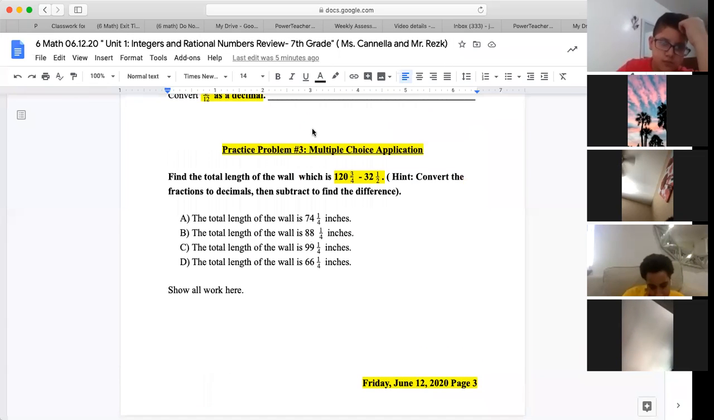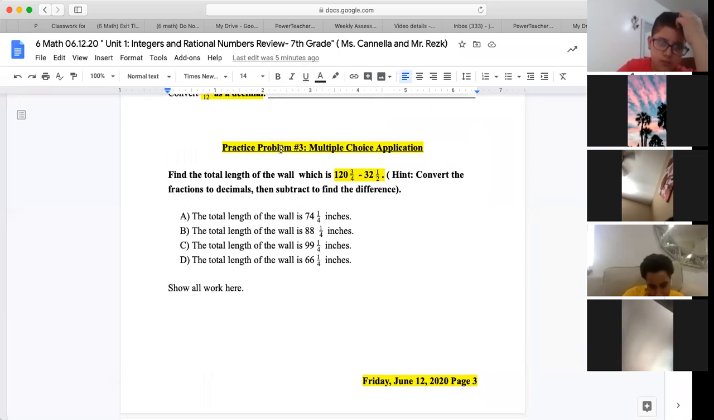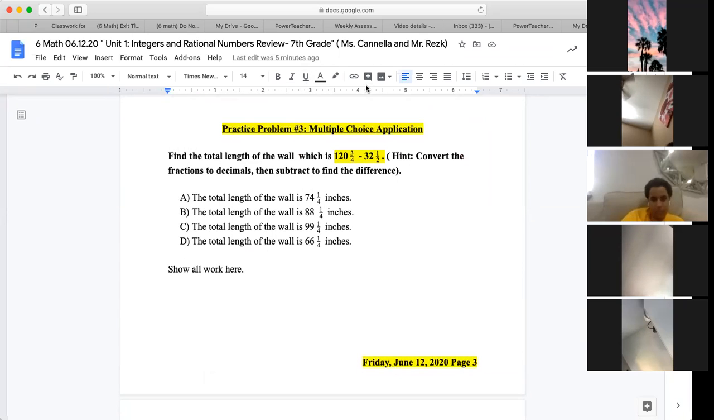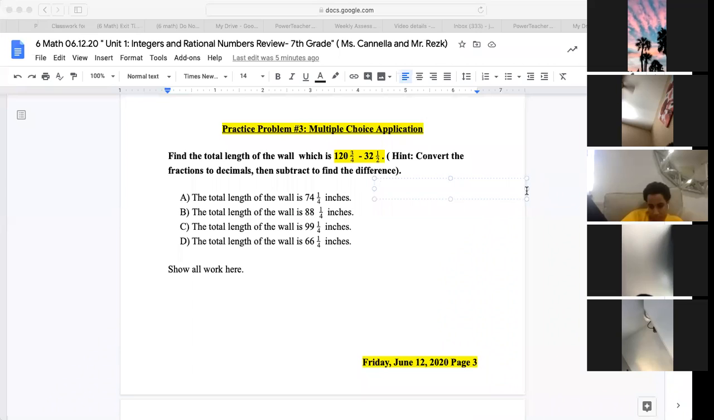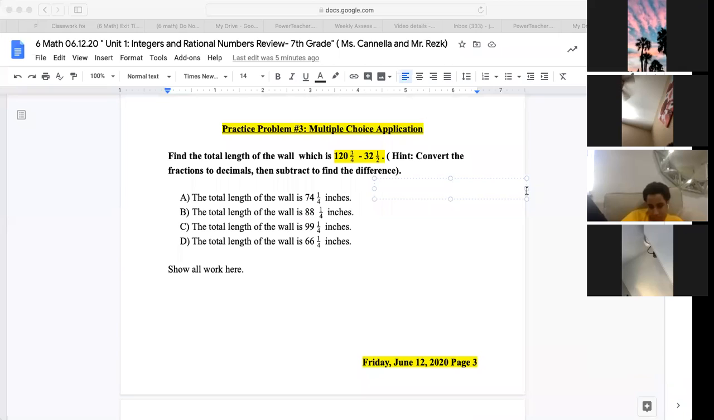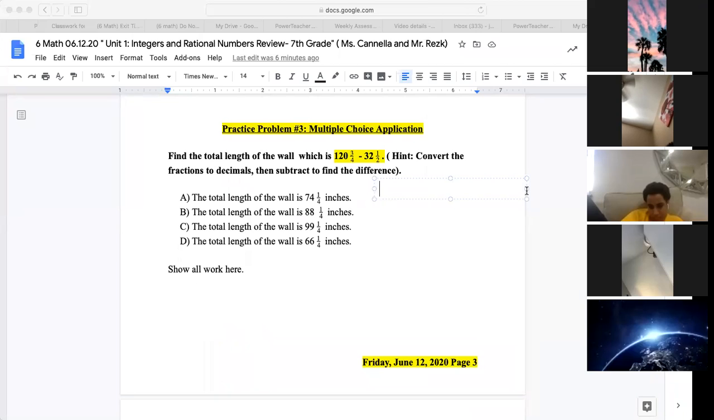All right, let's look at problem 3 now. Jazzy, can you read it for us, please? Find the total length of the wall, which is 120 3/4 minus 32 1/2. Convert the fractions to decimals and then subtract to find the difference.